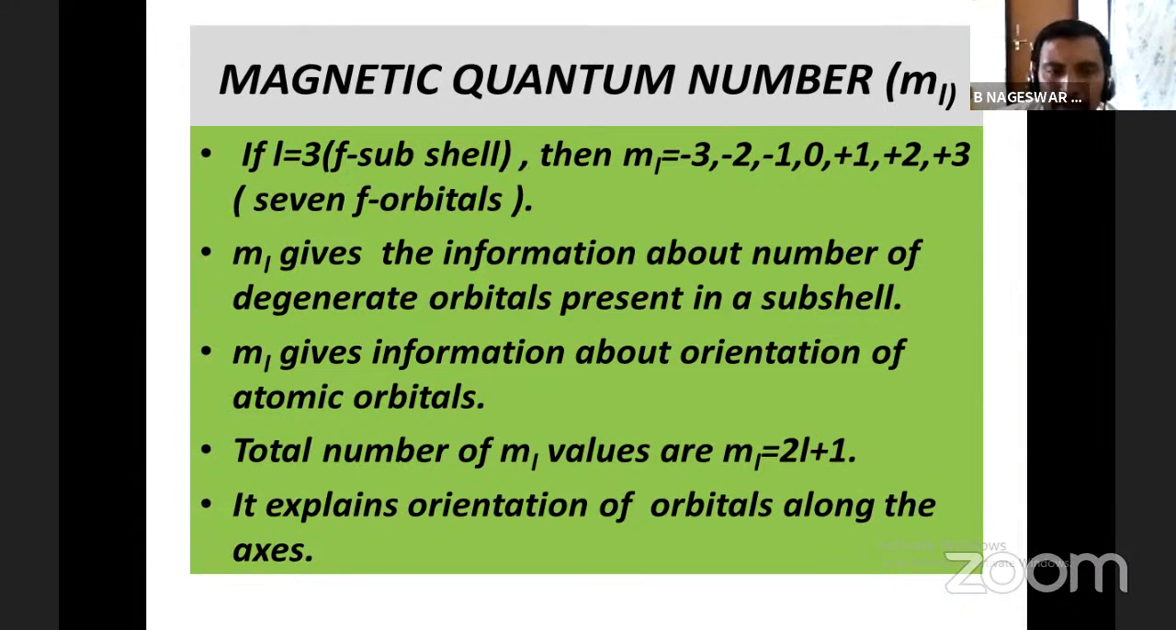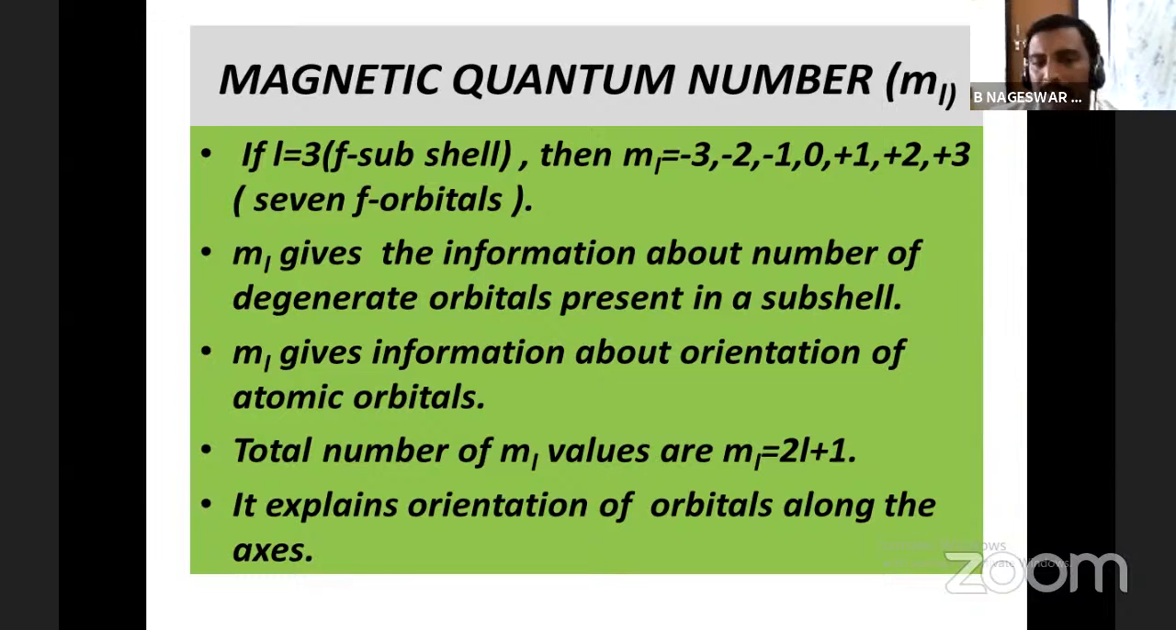In the case of p orbitals, we have three types of degenerate orbitals: px orbital, py orbital, pz orbital. In the case of d orbitals, we have 5 orientations. That means we have 5 orbitals. In the case of f orbitals, we have 7 orbitals, 7 degenerate orbitals.